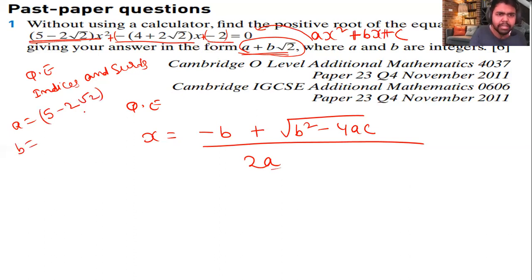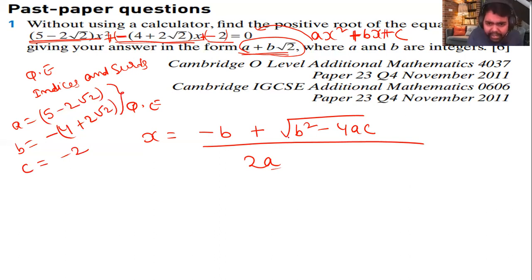What is my b? Always remember, in the standard form we have plus bx, so it would be plus this much. So the value of my b would be minus 4 plus 2 root 2. Many students make the mistake: they leave this minus sign and only write the value of b as 4 plus 2 root 2, which is wrong. You have to remember. In the same way, here we should have a plus sign, but here it's a minus sign, so my c is equal to minus 2. So now I know the values of a, b, and c.